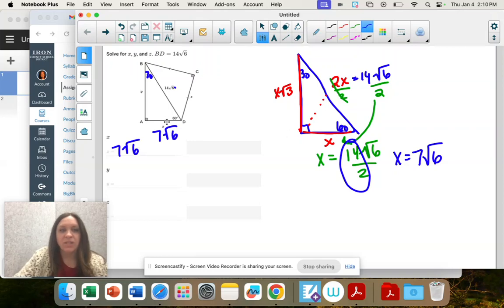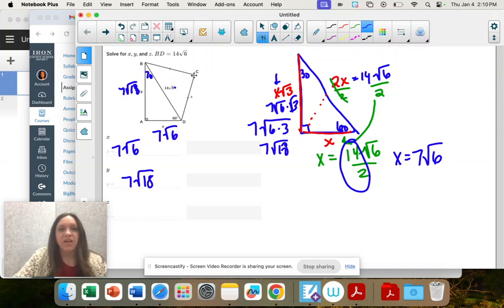And then we times that by the square root of 3 to get y. So 7 square root of 6 times square root of 3. Remember, we times the numbers under the square root. So 6 times 3 turns into 18. So y is 7 square root of 18.